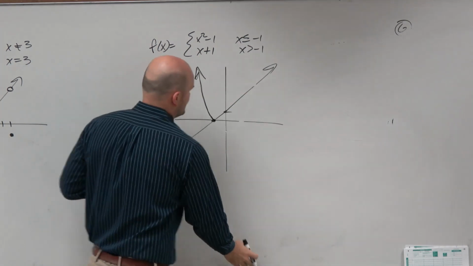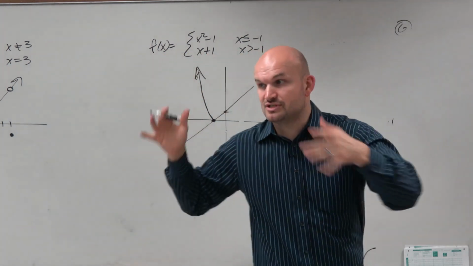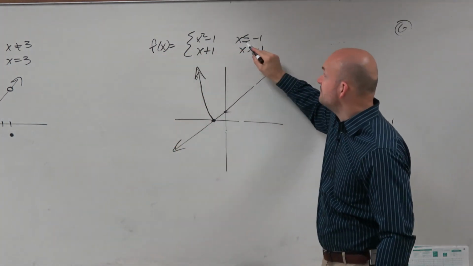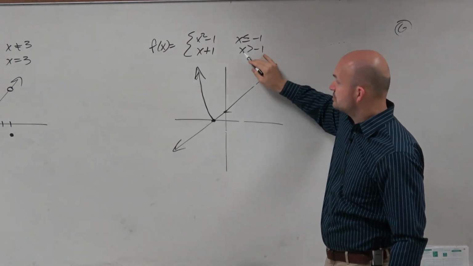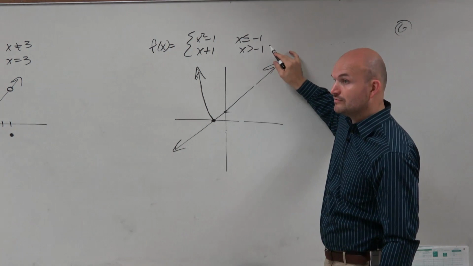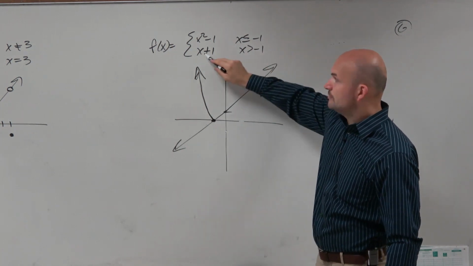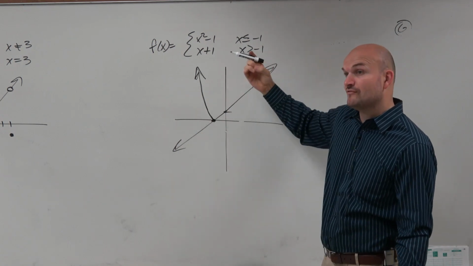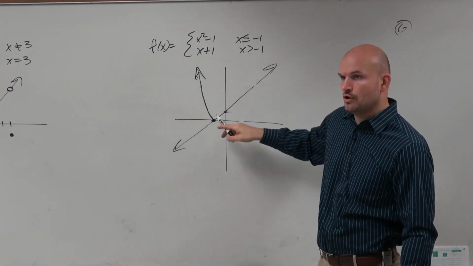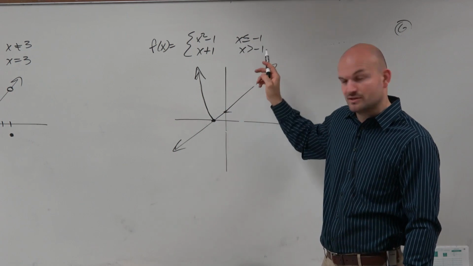Does everybody see what I did, how I just erased the rest of that function? Because this function, this quadratic, is only defined for x values that are less than -1. This function is only defined for x values that are greater than -1. Well, at -1, what do I have? 0, right? So anything to the right here is going to be defined, except for at -1. However, I don't want to use an open hole because I already have it defined by the other function.